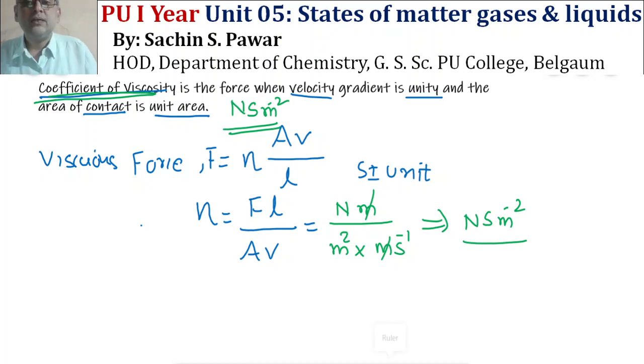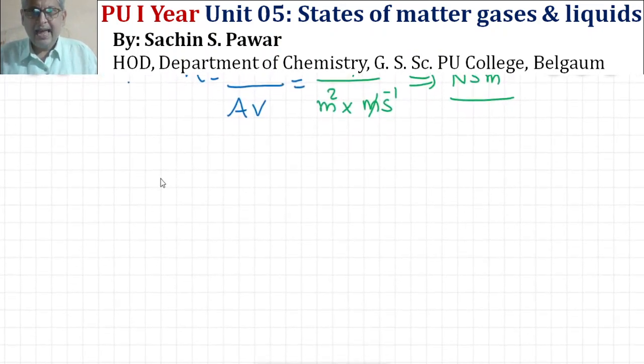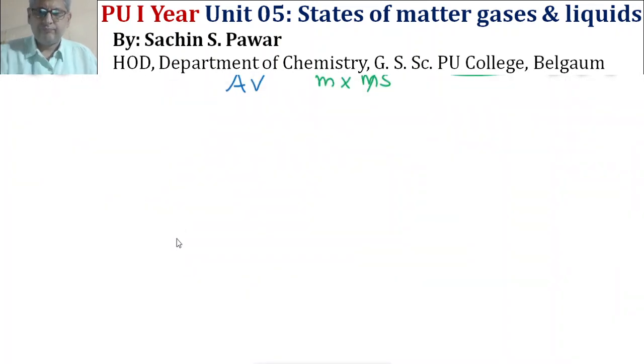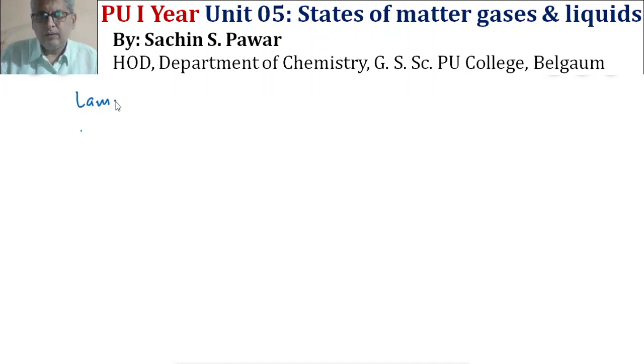So this completes the topic unit 5, states of matter. Before I say it is complete, there is one more last part remaining that I will take and I will stop. That is known as the laminar flow. There is one more last concept which has to be taken, that I will take and I will stop. What is known as the laminar flow? What do you mean by this?